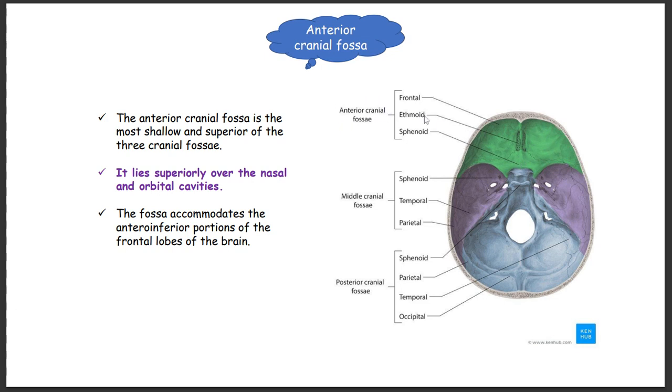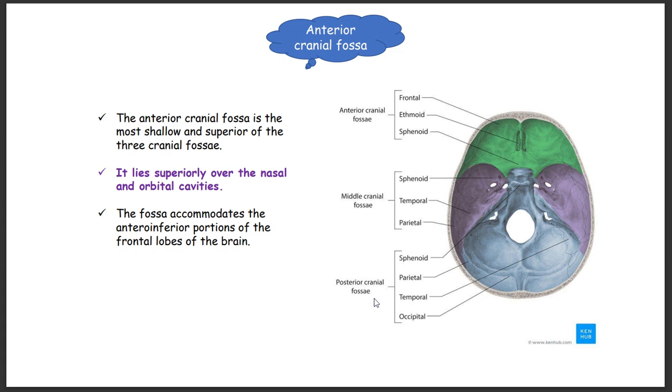Look at the bones which bind it or cover it. You have got the frontal bone in green. You also have got the ethmoid bone, also in green, okay, and this part of the sphenoid bone, only part. And then the middle cranial fossa has also got part of the sphenoid bone, the temporal bones which are on the sides, and the parietal bone.